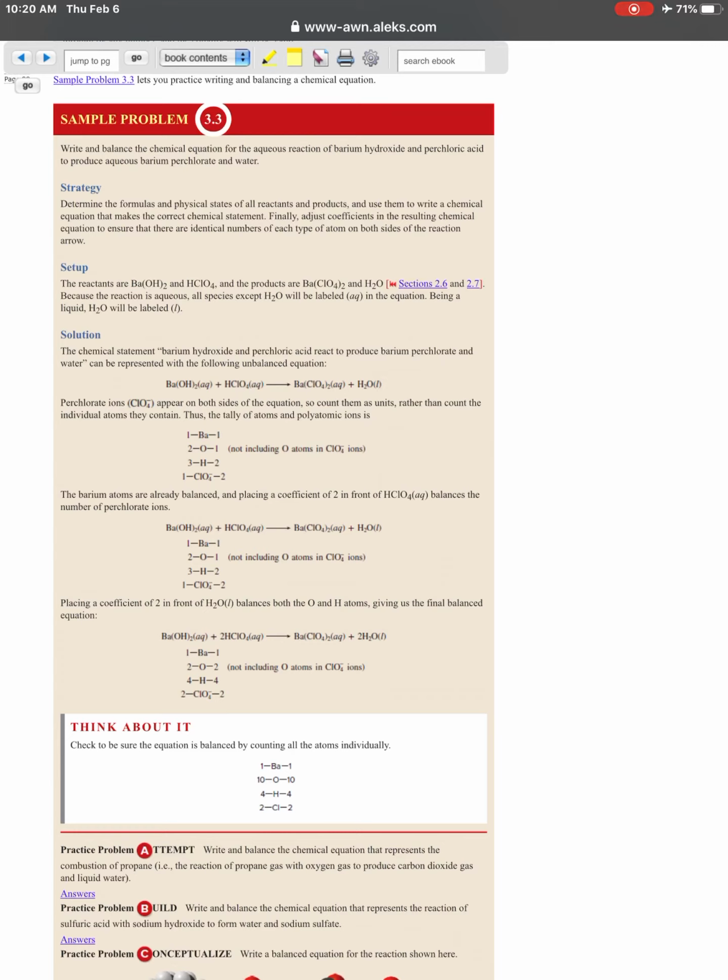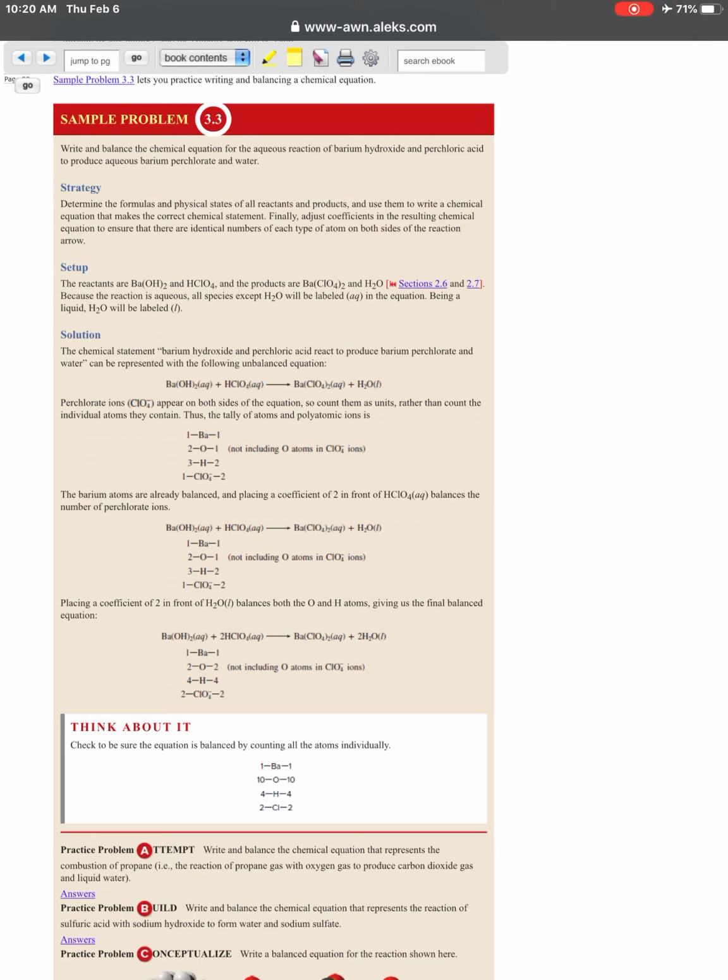Remember, 2 times -1 would be the opposite of +2. So Ba(OH)2, it does say it's aqueous, so we write aq, plus perchloric acid. You may not know what perchloric acid is, quite frankly. Perchloric acid is HClO4. So write that down, HClO4 aqueous.